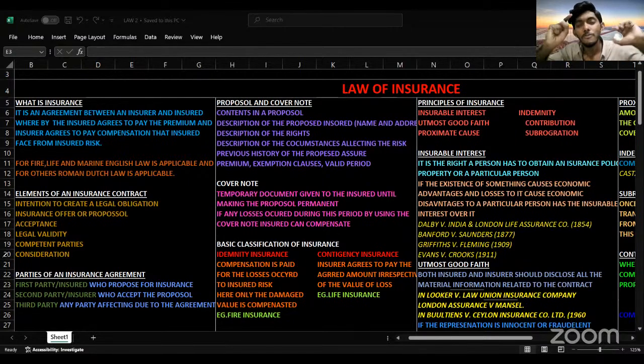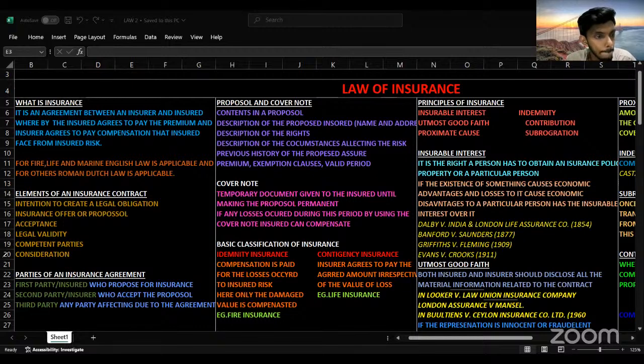It's an agreement which happens between you and the insurance company, whereby you agree to pay the premium. Premium means the amount of funds you agree to pay to obtain the insurance coverage, and the insurance company agrees to pay the compensation if the insured faces damage from the insured risk.